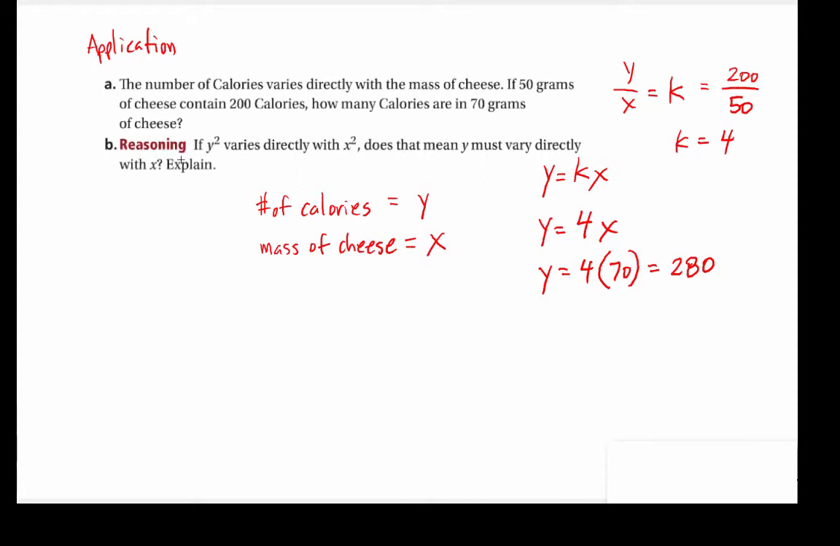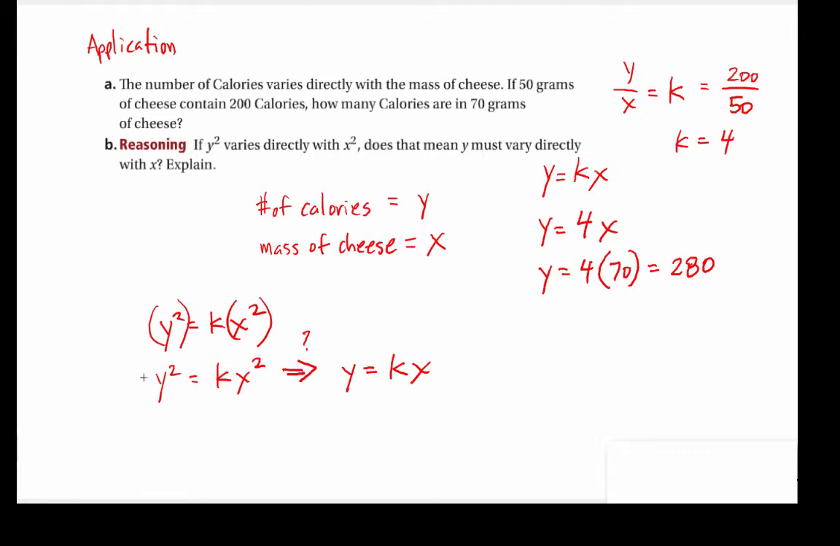All right, in part B, it says, if y squared varies directly with x squared, does that mean y must vary directly with x? Explain. Well, let's check that out. So we're told that y squared equals k x squared. This quantity varies directly with this quantity, right? Differing by some constant of variation. If I get rid of the parentheses here, does this imply that y equals kx? That's what we want to know.